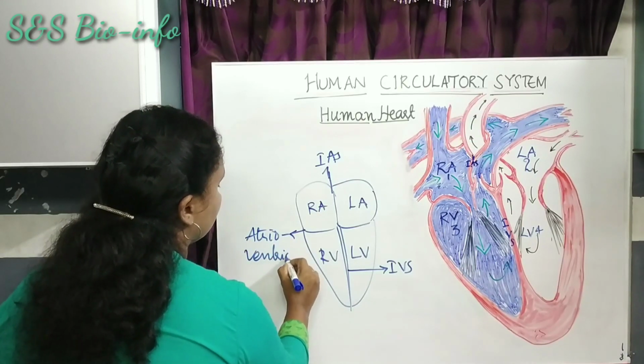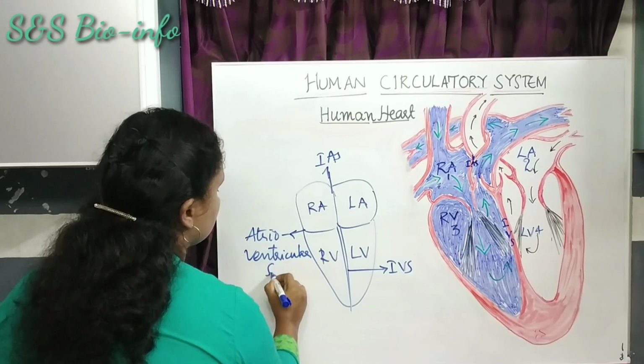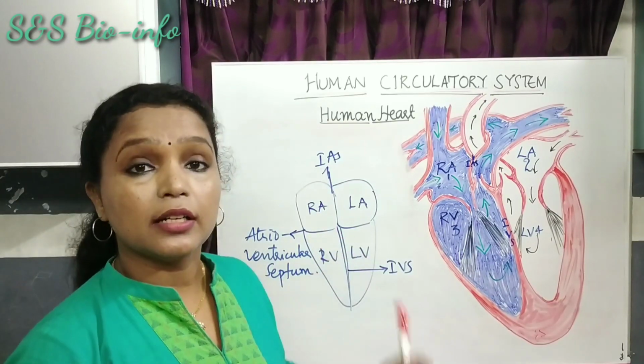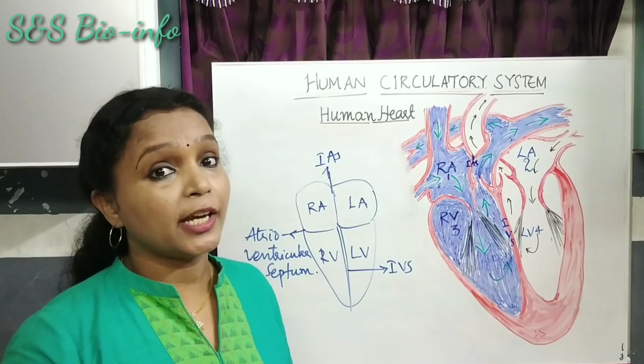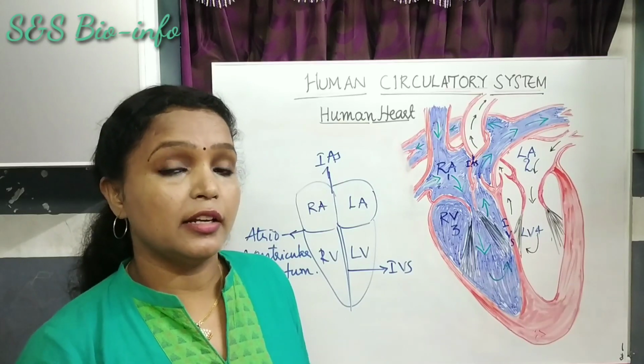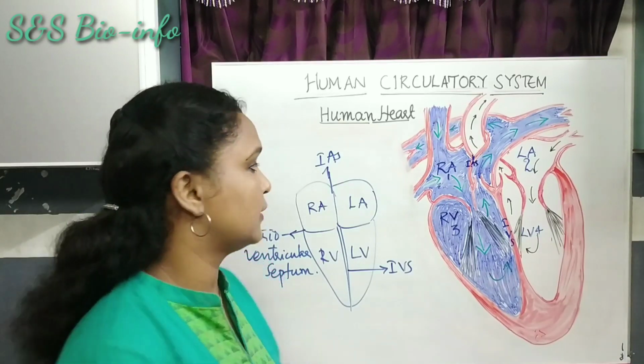Atrioventricular septum. Okay, these are the walls in between the chambers of the heart. Next, let's study about the valves that are present in the human heart.